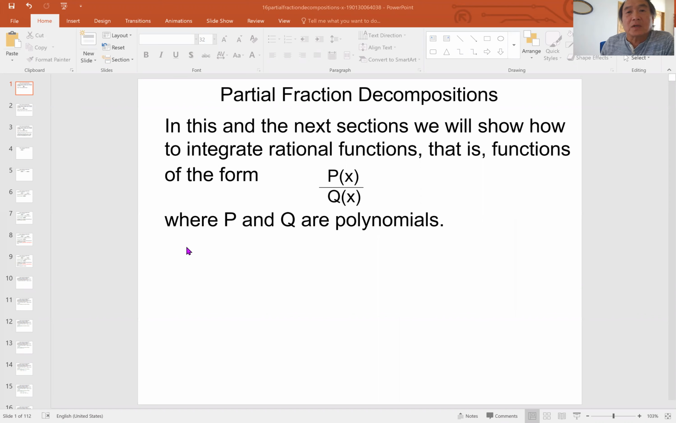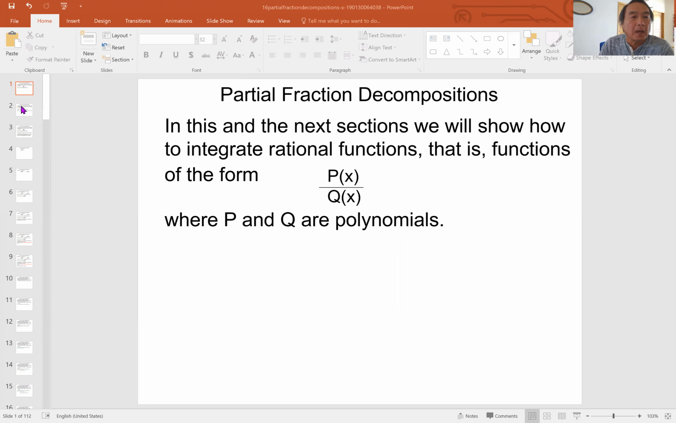In next sections, we're going to talk about how to integrate rational functions. And so to integrate rational functions, we basically break it out into pieces using the fundamental theorem of calculus, and then we integrate each piece. And of course, there are many different possibilities, but we will go through the basic techniques of integrating rational functions.